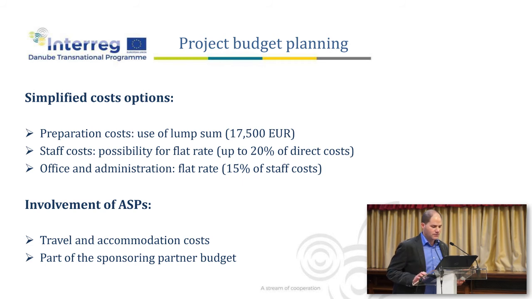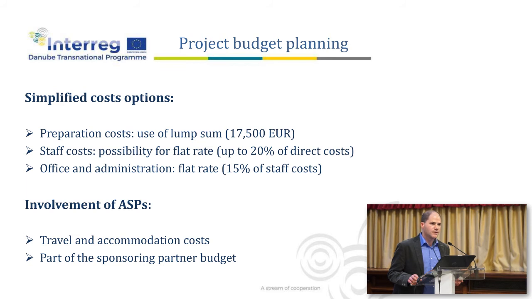For staff costs, you have the possibility to use either the flat rate or the real cost method. For office and administration costs, you can use the 15% flat rate, which means that we are not going to look into the actual expenditure, but basically, depending on your staff costs, we will automatically grant you 15%.